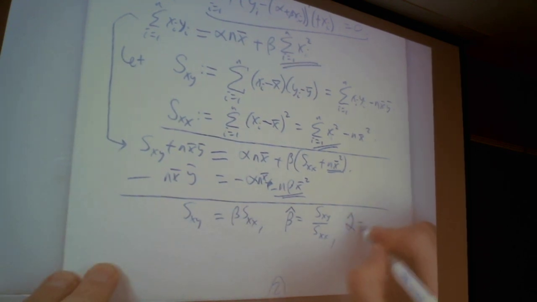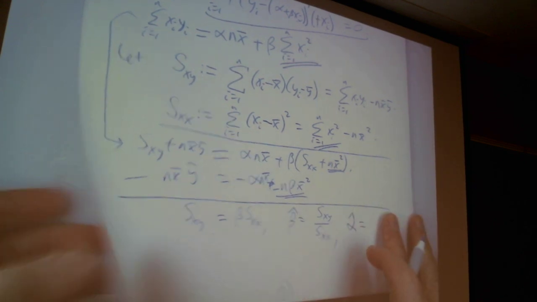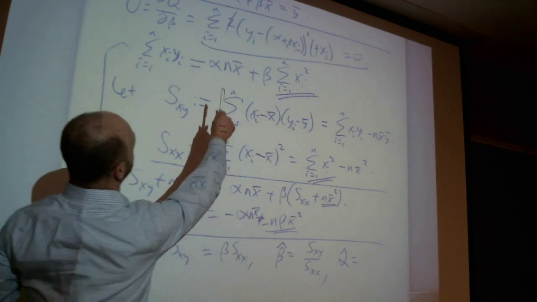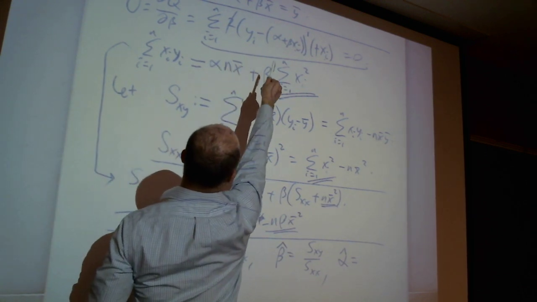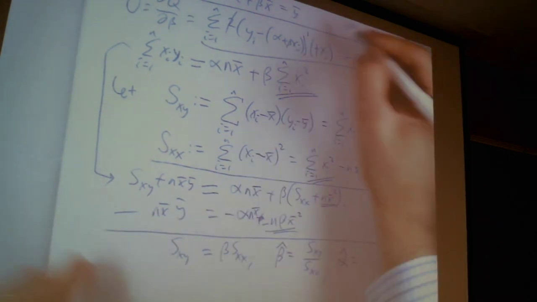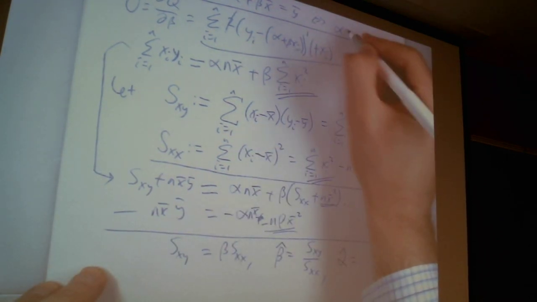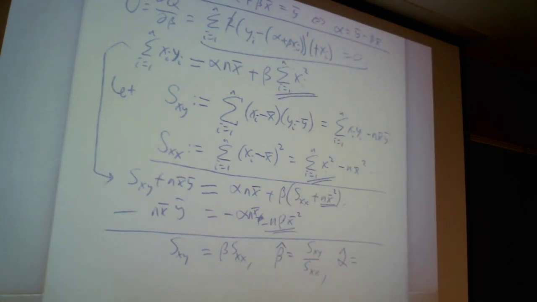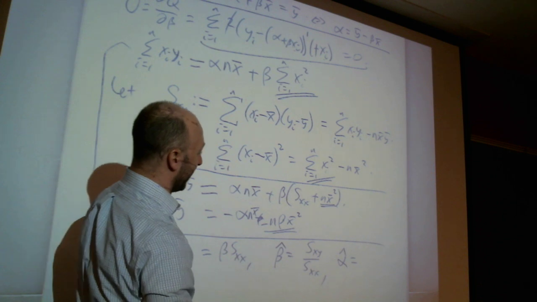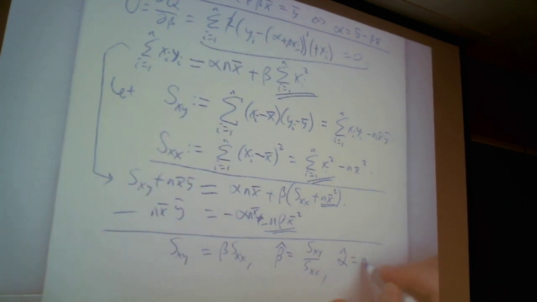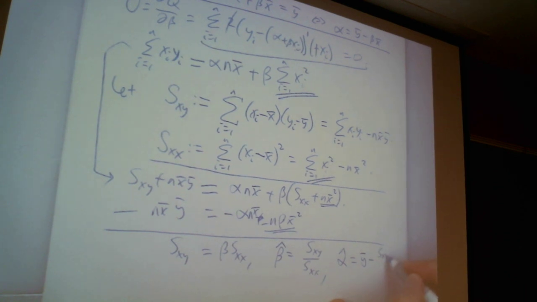What is alpha hat? What's the best alpha I can come up with? The original equation was alpha plus beta x bar is equal to y bar. Let me isolate alpha: y bar minus beta x bar. And I know what beta is. Beta is this. So alpha is equal to y bar minus Sxy over Sxx times x bar.